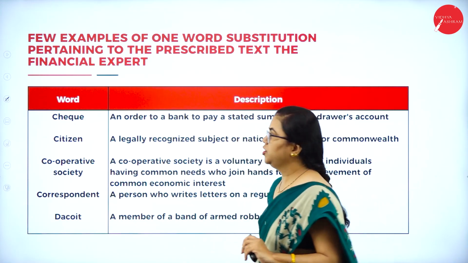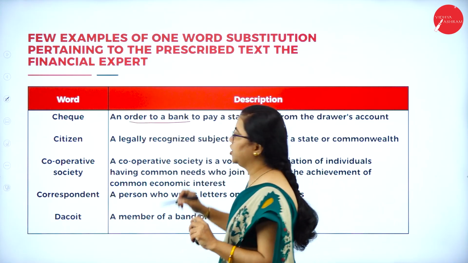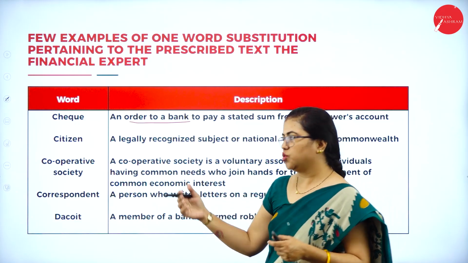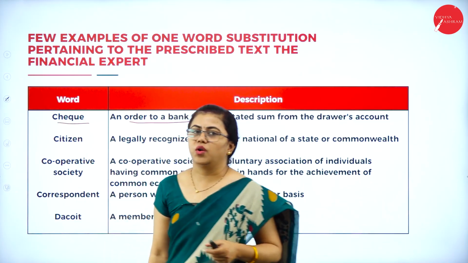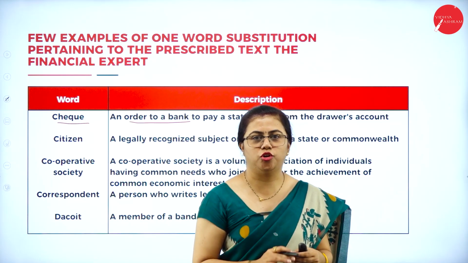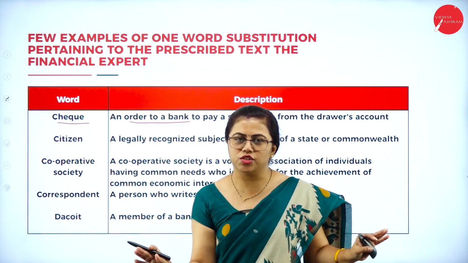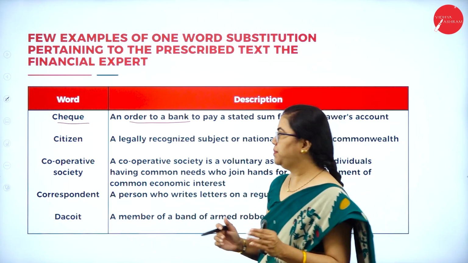So check, you know that. An order to a bank. You know that check, right? The check leaf. So the same check. The company issued a check to him, or salary was paid through check. Anything is fine. Make the sentence simpler, as I said.